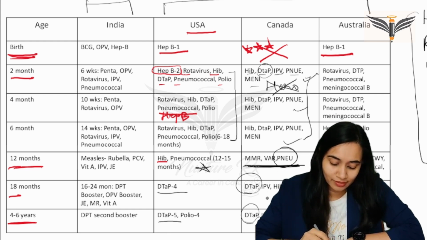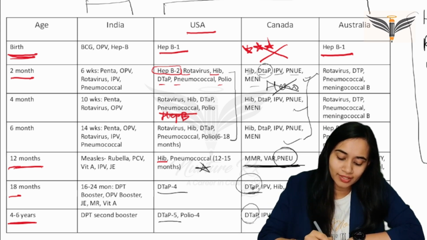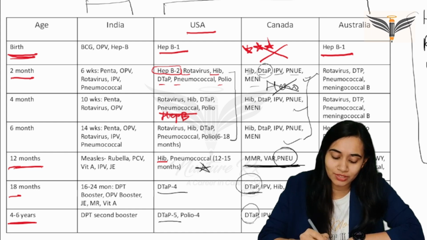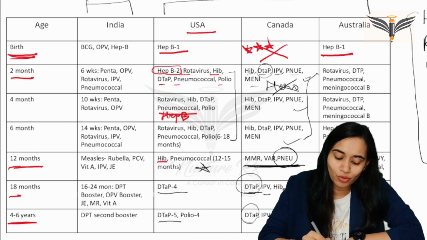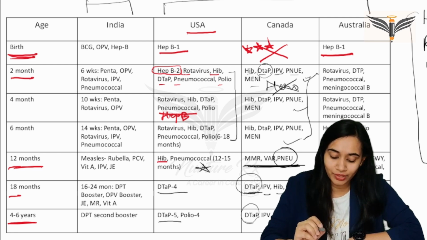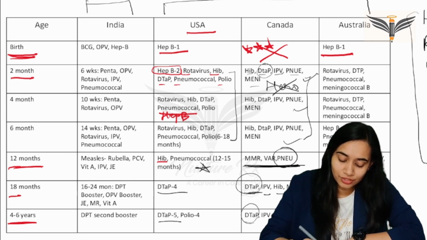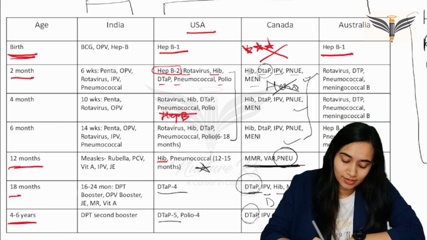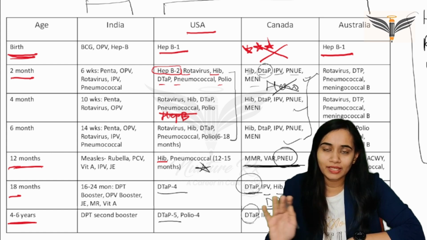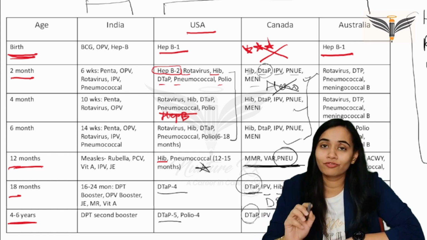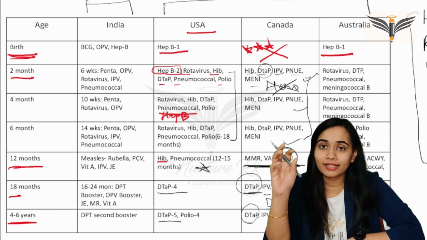Now coming to 18 months. 18 months we've seen already that DTP booster dose is given. Apart from that, polio, H influenza B and MMR vaccines are given. Okay. So this is DPHM. DPHM. This you have to remember for 18th month of age in Canada.